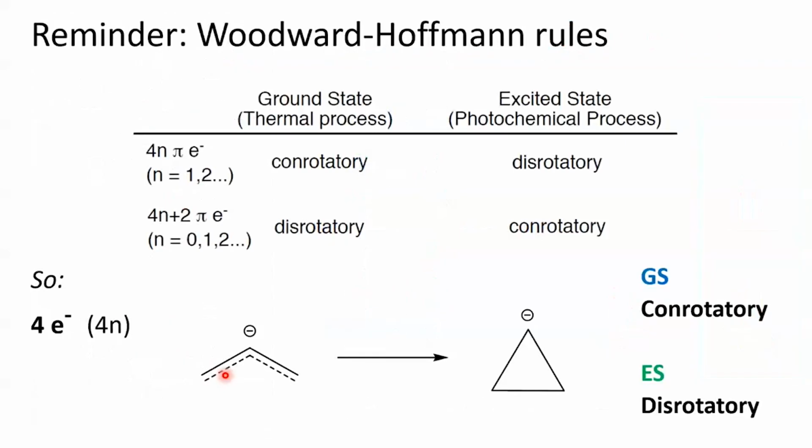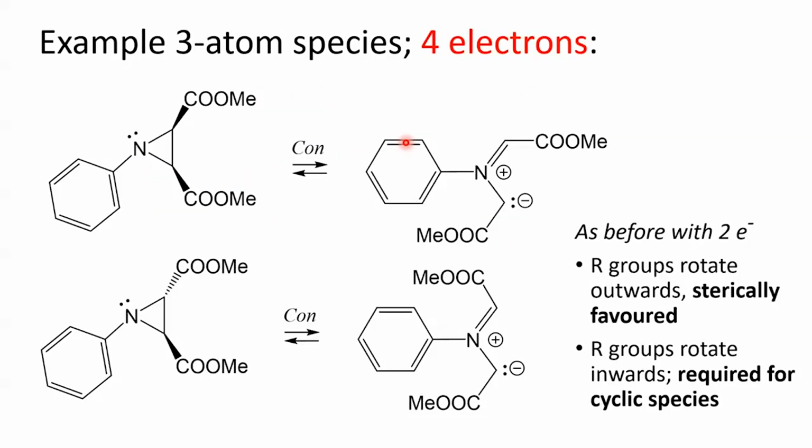Just to show I'm not making this up, we can look at the Woodward-Hoffmann rules one more time. We're dealing with 4 electrons now, so we're dealing with the 4n pi electron rule. We're still dealing with ground state thermal processes, so we can see that conrotatory is now the allowed means of ring cyclization. I'm not going to go through the whole thing all over again with 4 electrons, so I'm just going to show you an example of 3-atom species with 4 electrons, specifically these azopropane cycles and how they ring open. We can see it's going to be a conrotatory mechanism.